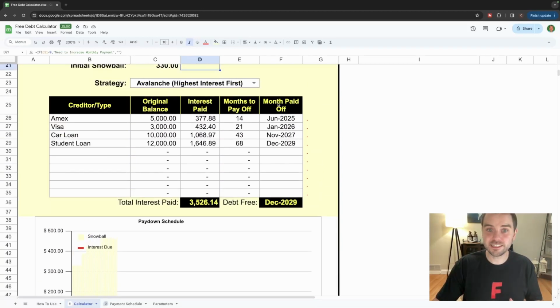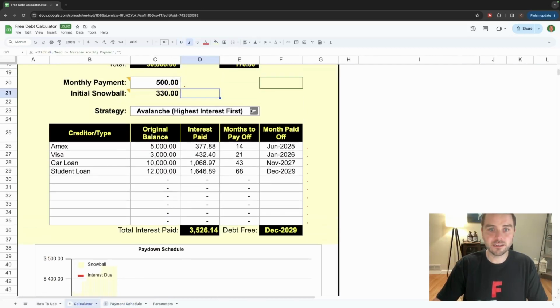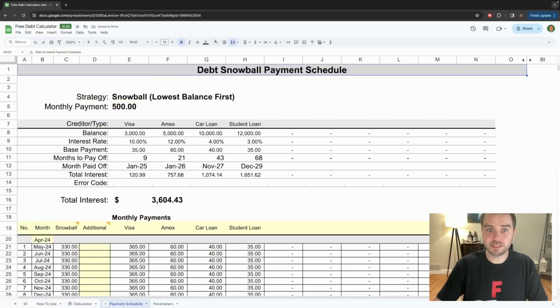And again, these dates over here, month payoff, these are nice to see as a quick snapshot. But if you wanted to dive a little deeper, down in this payment schedule tab, you'll see that everything is going to be summarized for you. So your creditor type, basically everything that we've entered so far, and how much interest we pay based on the strategy that we use. And again, we can go back to this calculator, say I want to do the snowball, go back to the payment schedule. It's going to update here for us, right? So everything's going to update based on the strategy that you use on the calculator tab.